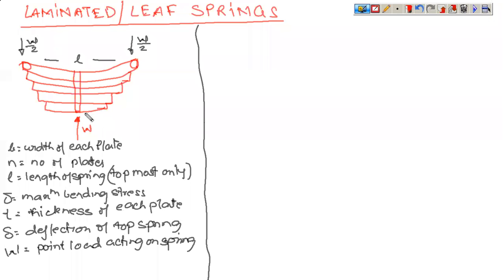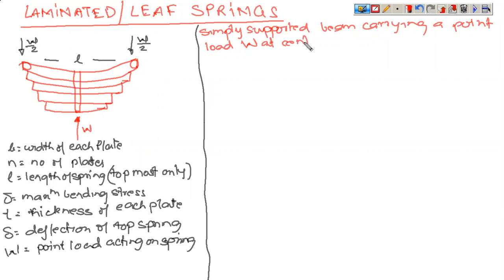So if W is the point load which has been applied at the center of the beam, this behaves as a simply supported beam carrying a point load W at center.